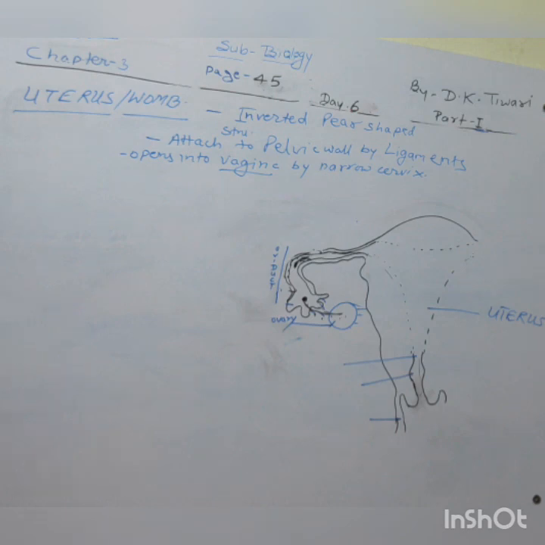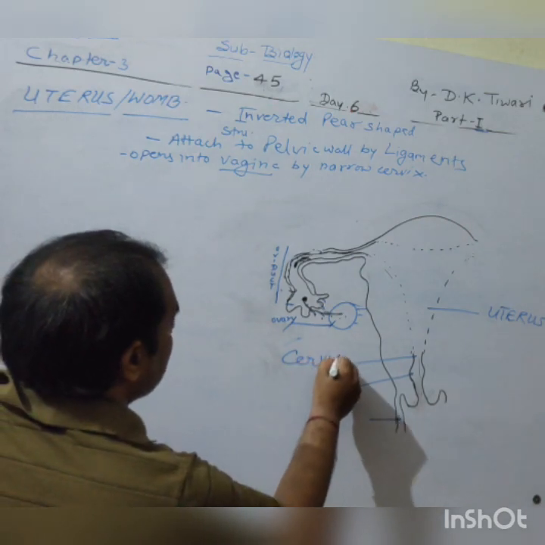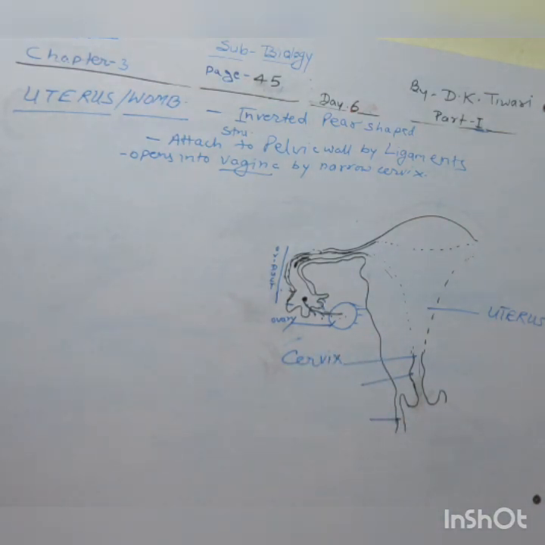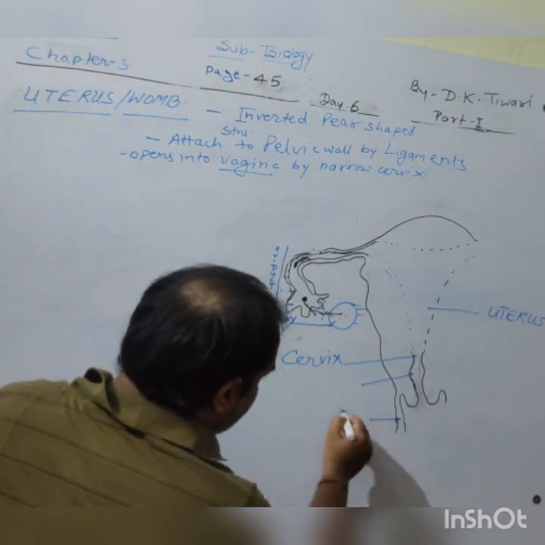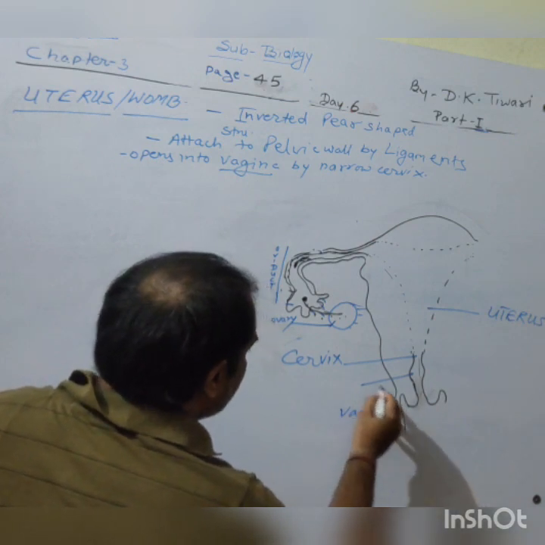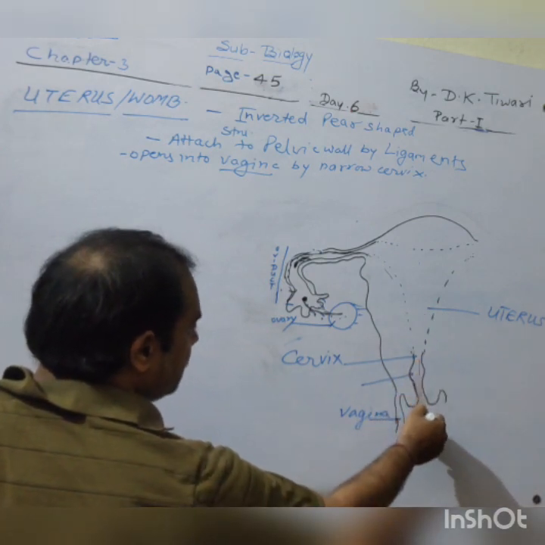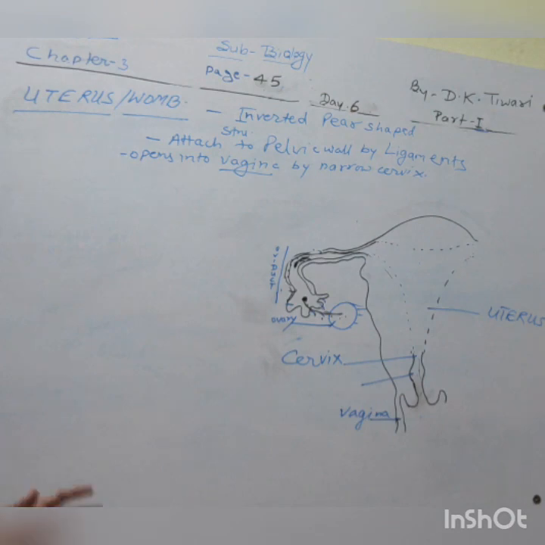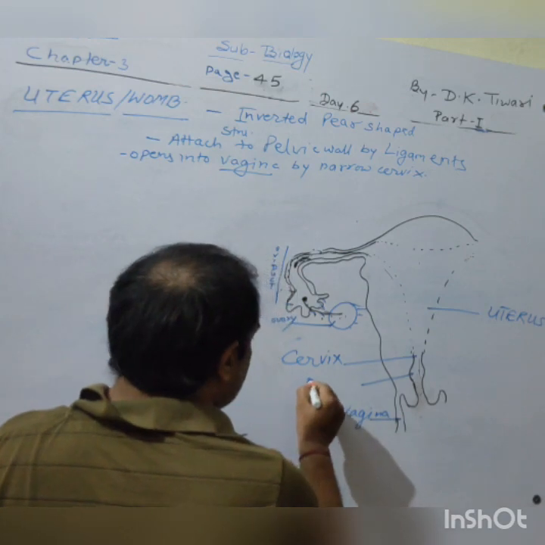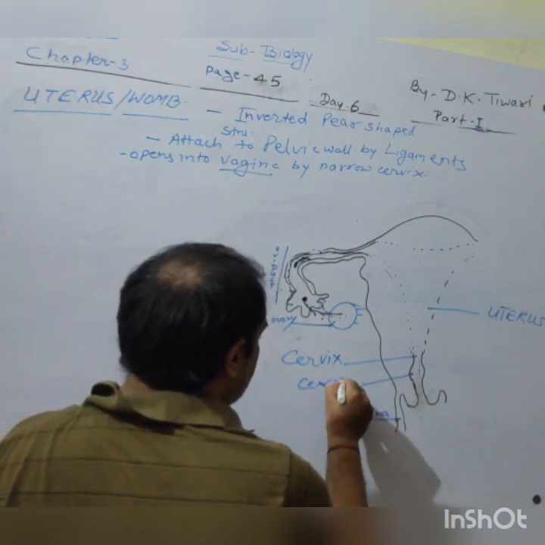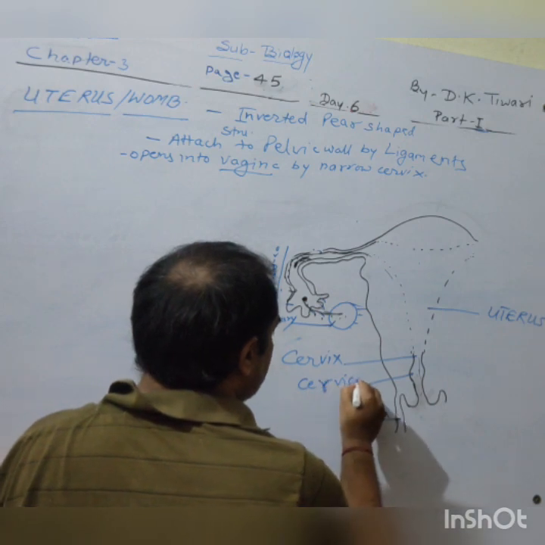Now before that, we can see here the cervix. It is going to open into this vaginal part with the help of the cervix. The uterus opens into the vaginal part with the help of this cervix, and before that there is a canal like structure called the cervical canal.